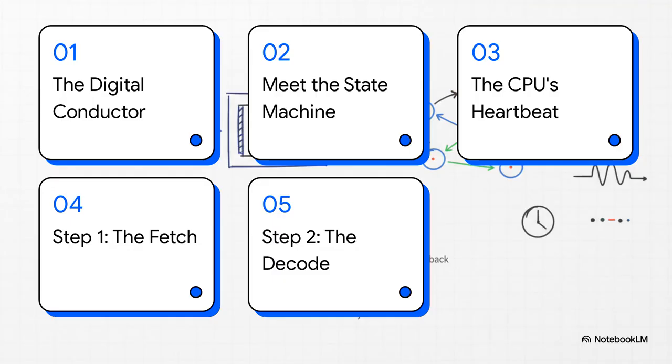Okay, so how does this thing actually work? Well, here's the plan. We're going to introduce our digital conductor. Then we'll get into the simple, but really powerful, idea that makes it all tick, the state machine. After that, we'll look at the CPU's heartbeat. And then we'll break down the first two crucial steps in that rhythm, the fetch and the decode.